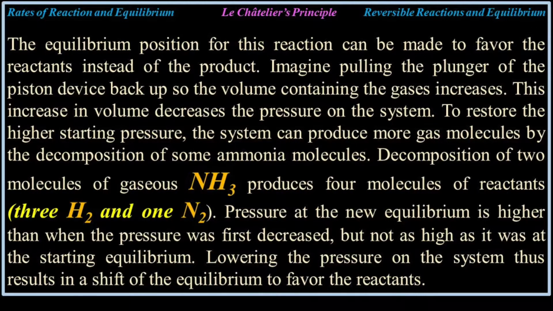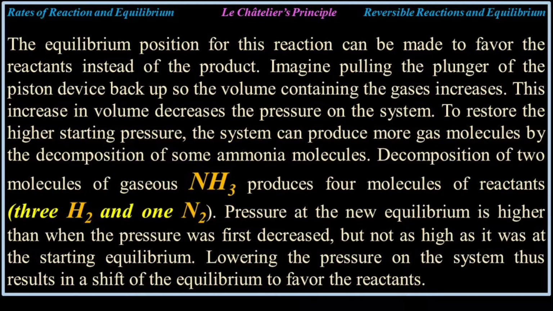The equilibrium position for this reaction can be made to favor the reactants instead of the product. Imagine pulling the plunger of the piston device back up so the volume containing the gases increases. This increase in volume decreases the pressure on the system. To restore the higher starting pressure, the system can produce more gas molecules by the decomposition of some ammonia molecules.